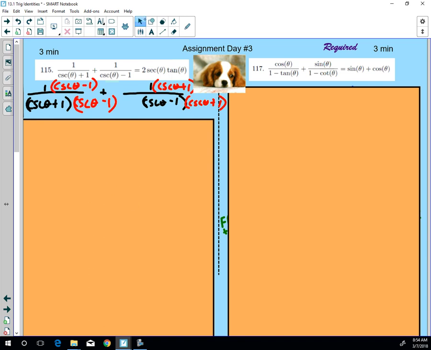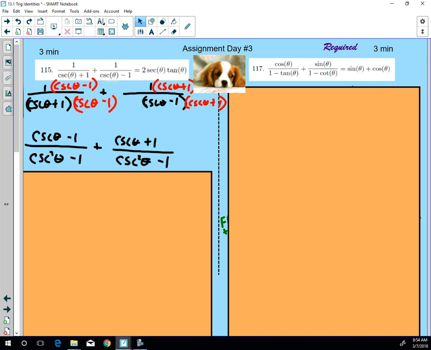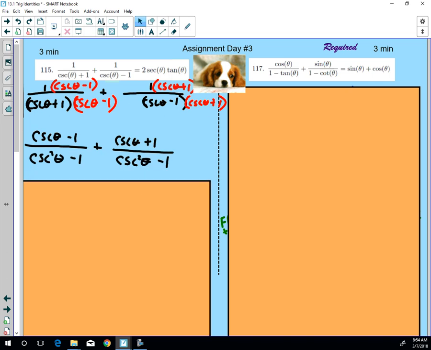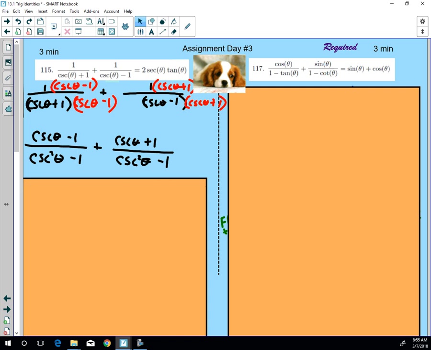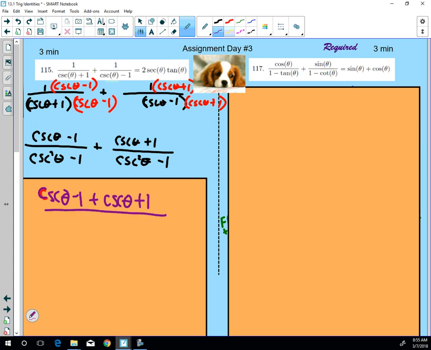Is that part all right, Gabby? Then what I did is I multiplied them out. And so now I have a common denominator. And I have this in the top because this times 1 and this times 1. And then I just gave them the same denominator. I went kind of quick there. Let's do this a little in steps here. Cosecant theta minus 1 plus cosecant theta plus 1 over cosecant squared theta minus 1.